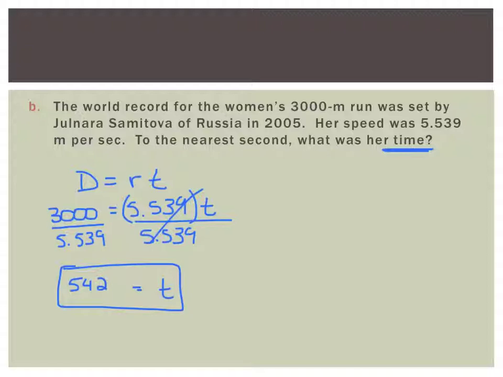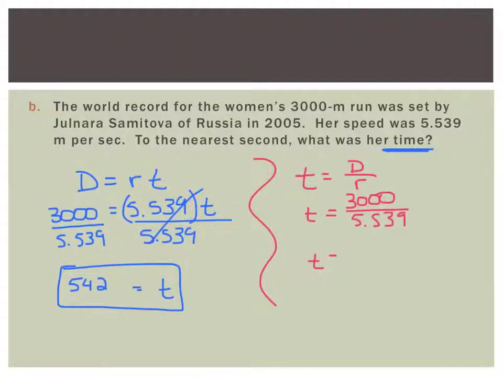Now if you remembered the formula the other way, or if you went ahead and figured it out at the beginning, so t equals d over r, you could just plug it in directly that way. So the distance was 3,000, the rate was 5.539. You would still get the same thing. You're still doing the same amount of work. It just depends if you want to solve for it when it's still in formula form, or if you want to solve for it after you put the constants in.